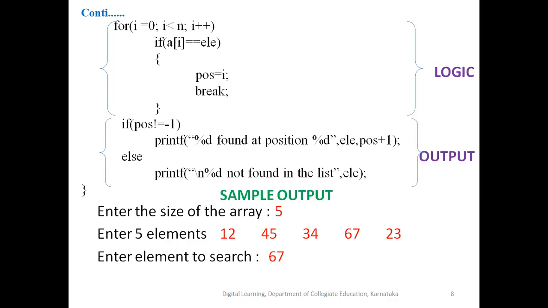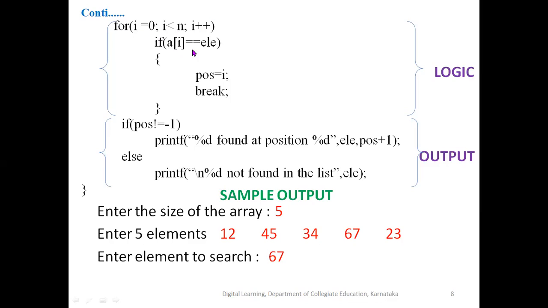Now the logic of the program is we start comparing the elements of the array from A of 0 to A of n minus 1. So we have a for loop which starts from 0 to less than n, that is 0 to less than 5, which is 4. So the loop is going to repeat 5 times. Now inside the for loop, we have a decision statement to compare A of I and ELE.